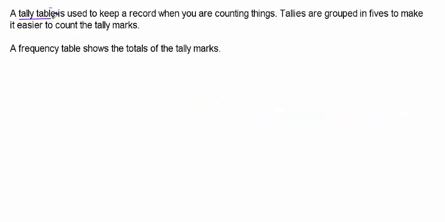A tally table is used to keep a record when you're counting things. Tallies are grouped in fives to make it easier to count the tally marks. A frequency table shows the totals of the tally marks. Let's find out what all that means with the help of an example.